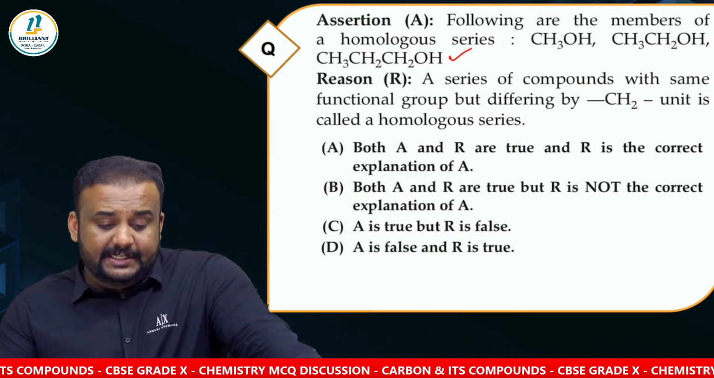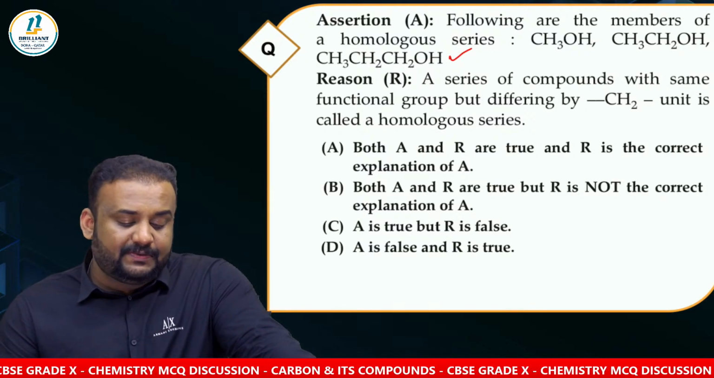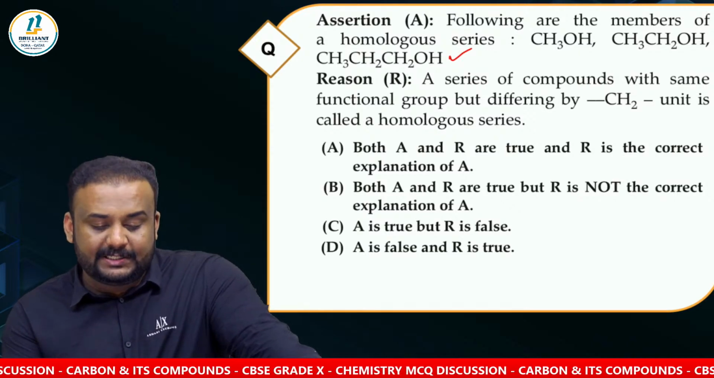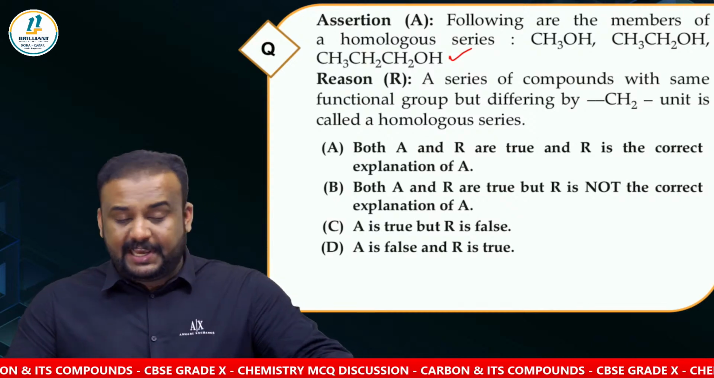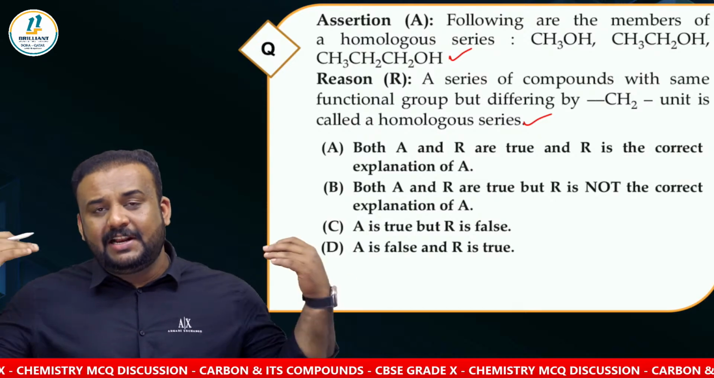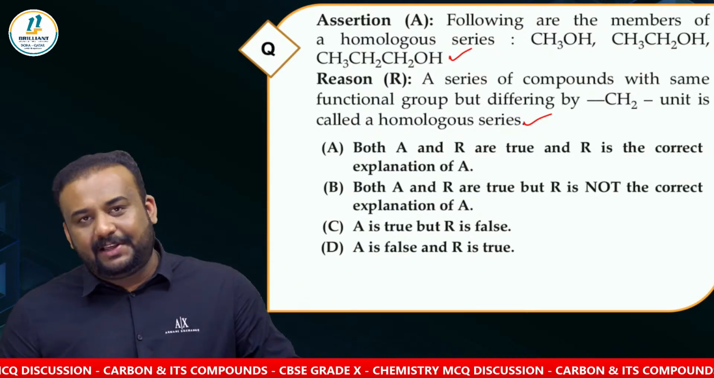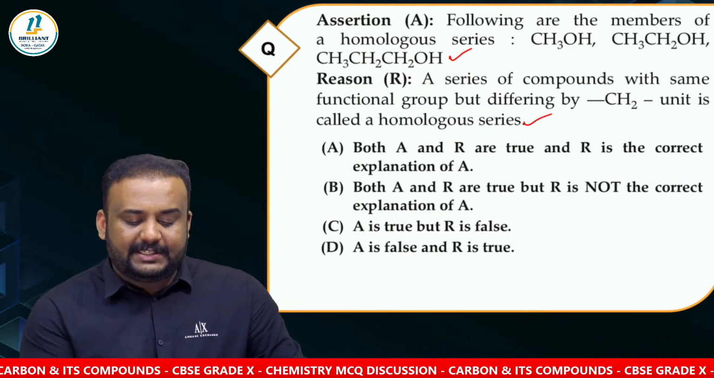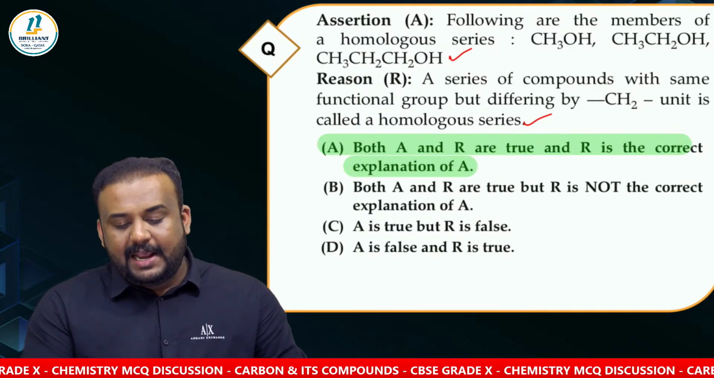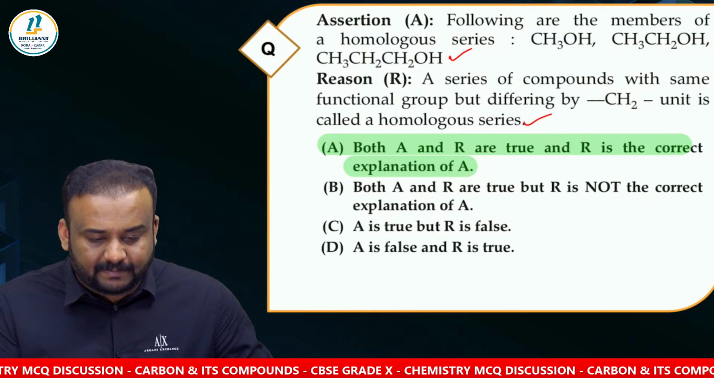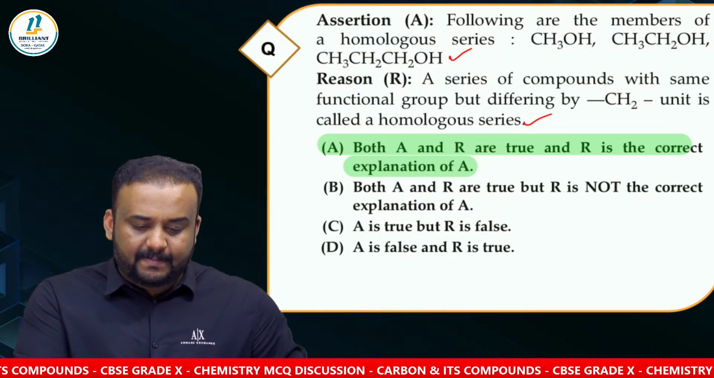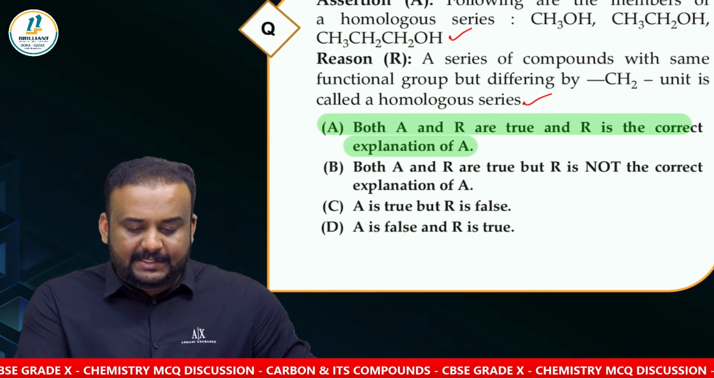The reason given is a series of compounds with the same functional group but differing by a CH2 unit is called a homologous series. That's true. And that is indeed the reason why they are in the same homologous series, right? So both assertion and reason are true, and reason is the correct explanation of the assertion. So it's option A, right? Option A, perfect. Yes, very good, very good.